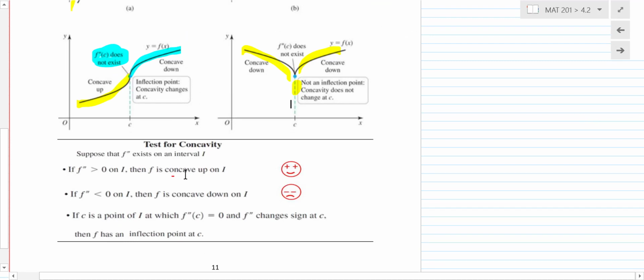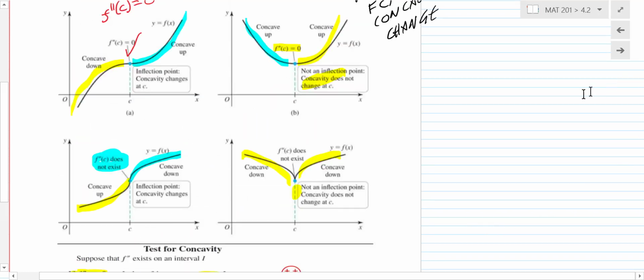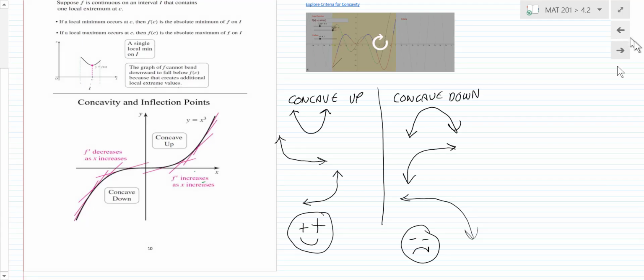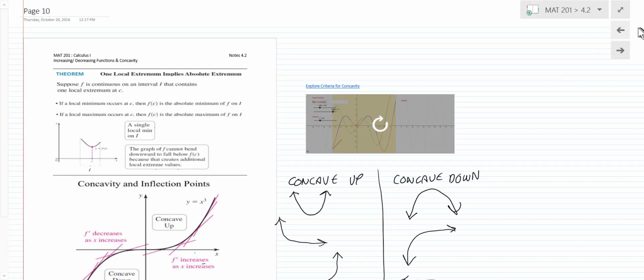So here's how you test for concavity. It's actually a real simple thing to do. If you want to find where something's concave up, you just determine where the second derivative is greater than 0. That's really abstract, but I'll try to explain it one more time. You're concave down wherever the second derivative is negative. So you're going to work with the second derivative when you're dealing with concavity. Now I want to explain one more thing, and then that'll wrap us up today.